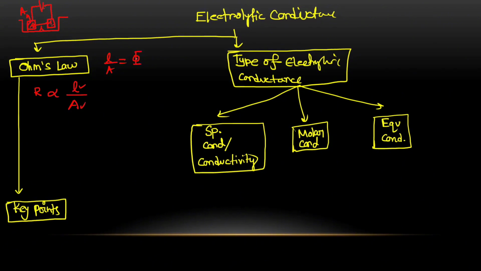Now this whole term L by A, you can write as phi, that is the cell constant. L upon A is called the cell constant. So this is resistance, length, area. If we want to replace this proportional to with equal to, then we can write R equal to a constant, which is rho into L upon A. This rho is called specific resistance.